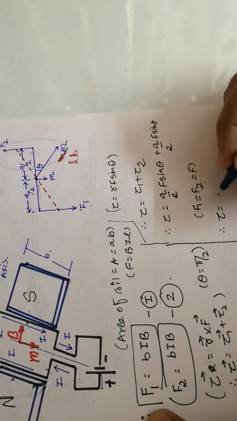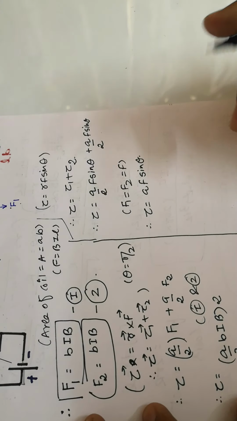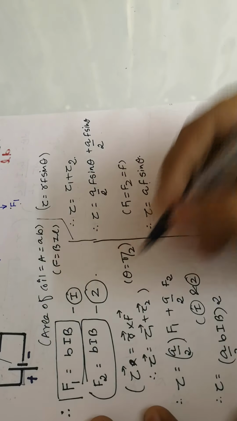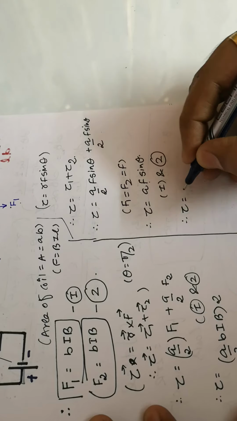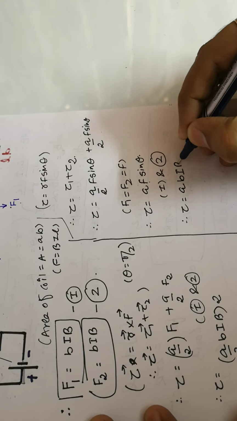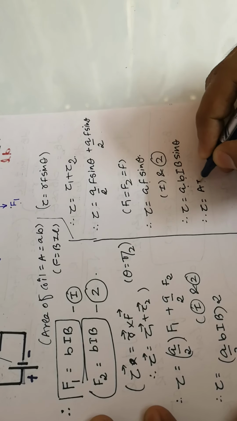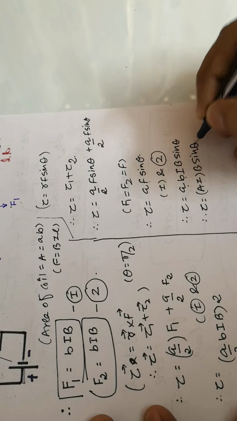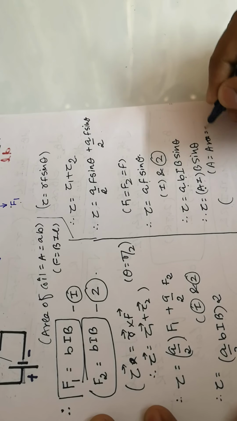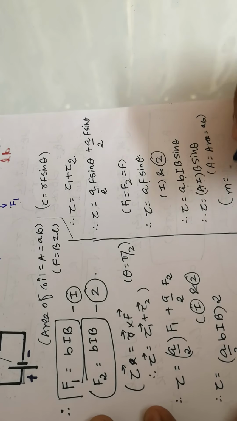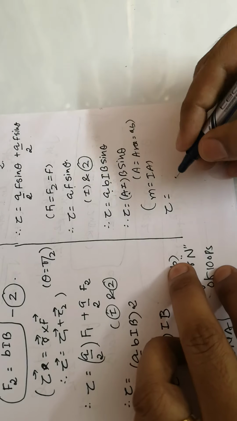So my value of tau is equal to a F sin theta. But you are aware that F1 and F2 contain the same value, B I. So from 1 and 2, I can have tau equals a times B I sin theta, that is, tau equals a I B sin theta. But you are aware that this is the area A, and my magnetic dipole moment is M equals I A. So A and I are there.